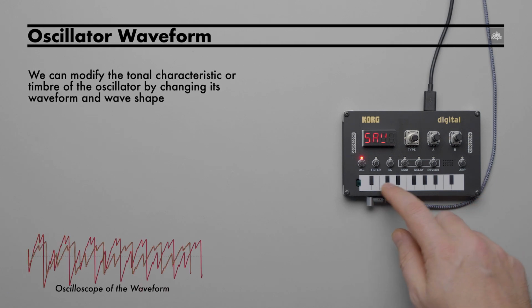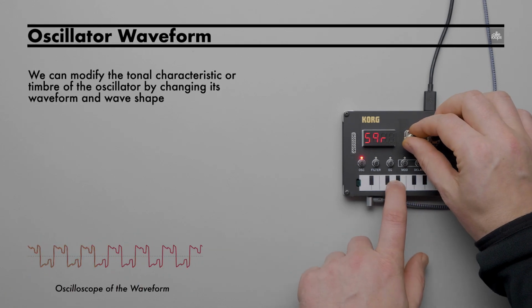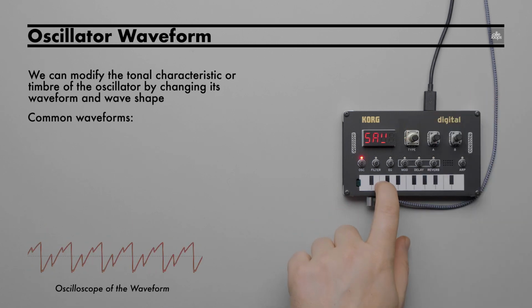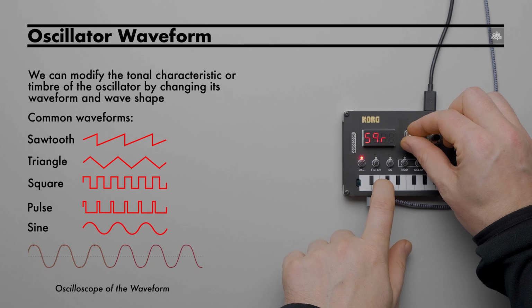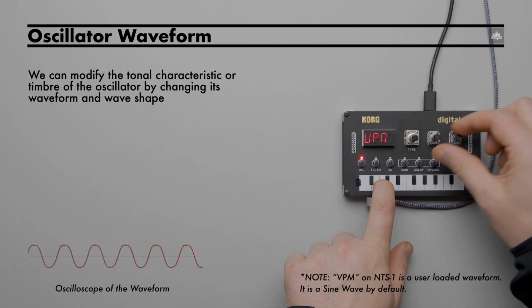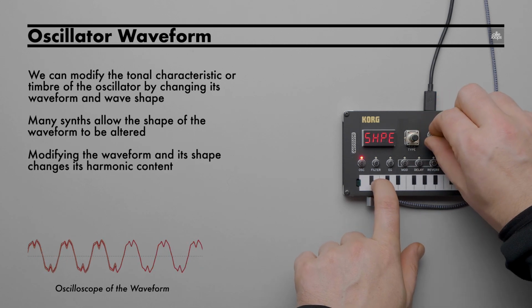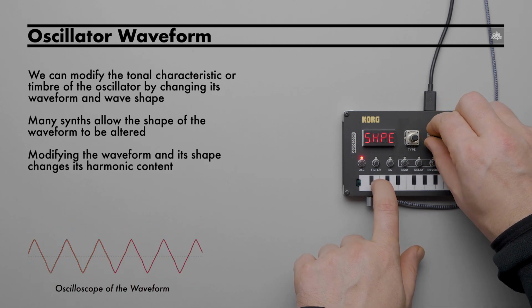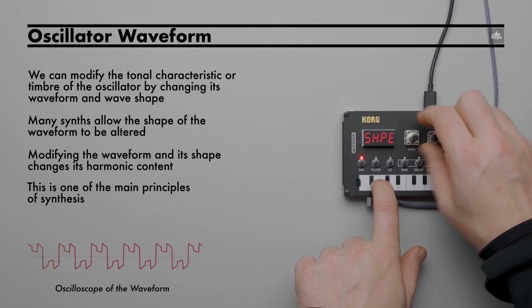We can modify the tonal characteristic or timbre of the oscillator by changing its waveform and shape. Common waveforms are sawtooth, triangle, square, pulse, and sine. In addition to being able to change between these, we can also change the shape of each. By changing these parameters, we are changing the harmonic content of the waveform, and this is one of the core principles of synthesis.